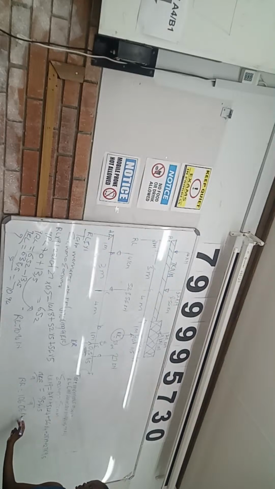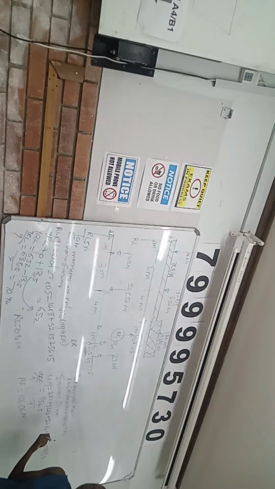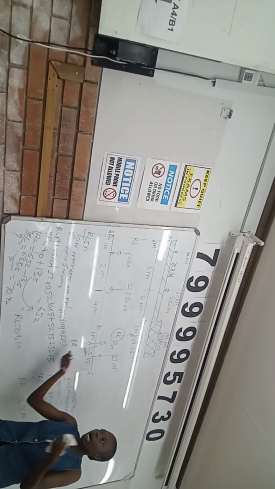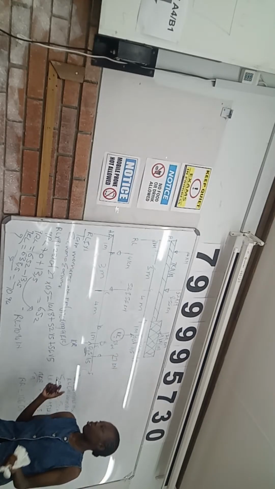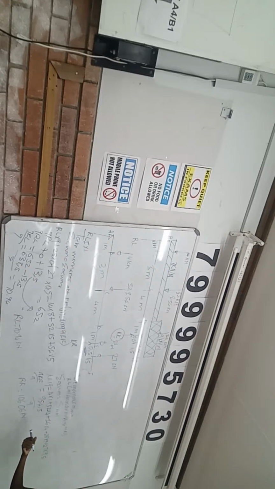106.06 kilonewtons. If you add up, you can't add up anywhere because the main purpose of calculating RL and RR is for you to prove that the sum of upward forces is equal to the downward forces. So if now you included the RL, your number will be too much. We don't do that. When you're looking for RL, you don't include RR. When you're looking for RR, you don't include RL.